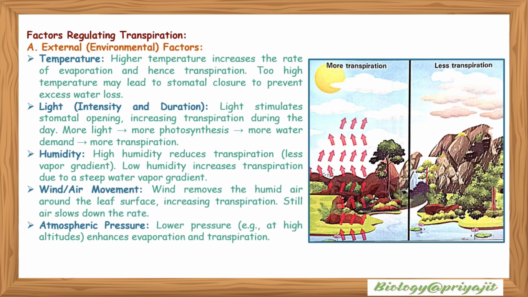Humidity: high humidity reduces transpiration, that is, less vapor gradient. Low humidity increases transpiration due to a steep water vapor gradient. Wind, air movement: wind removes the humid air around the leaf surface, increasing transpiration. Still air slows down the rate. Atmospheric pressure: lower pressure, for example at high altitudes, enhances evaporation and transpiration.